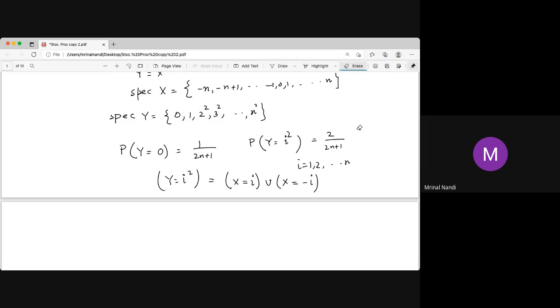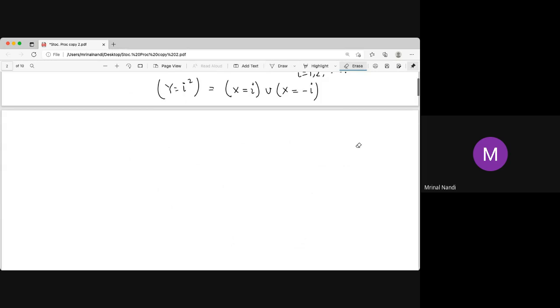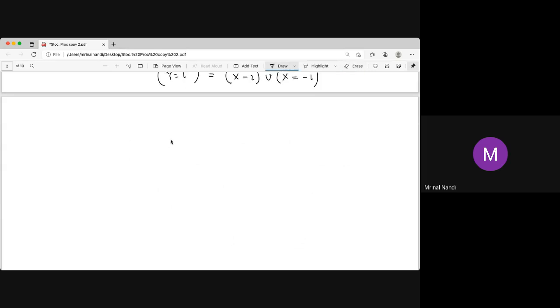In the discrete case, you have to just merge the probabilities. The continuous case is slightly different. It needs some calculus, integration, derivatives, such things. So in discrete it is easy, but you have to be very careful about that.